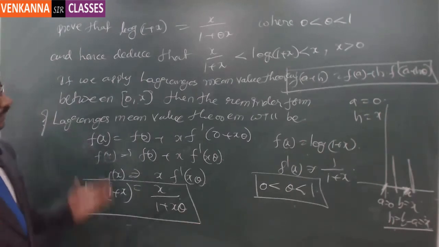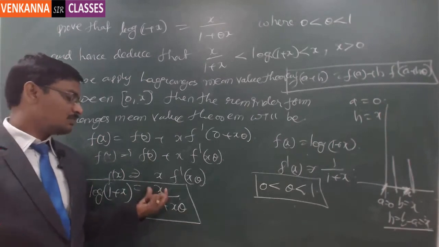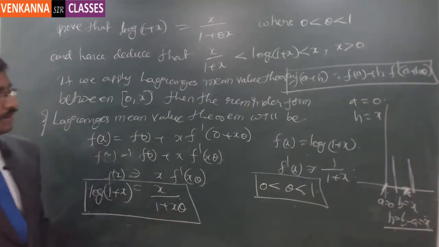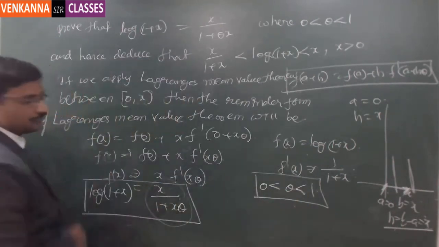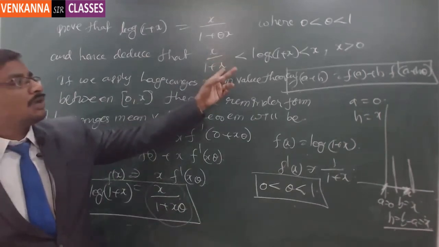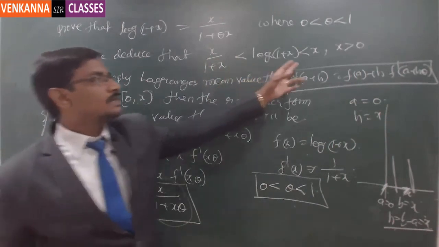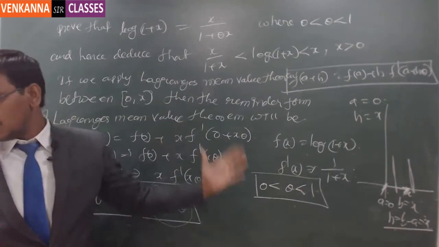Yeah. So from this, this is the value of log 1 plus x. It will be x by 1 plus x theta. So once you got this value, from this condition, try to get this value. Then you will be able to get the condition x by 1 plus x is less than log of 1 plus x is less than x. Got it? Okay. So you try on your own.